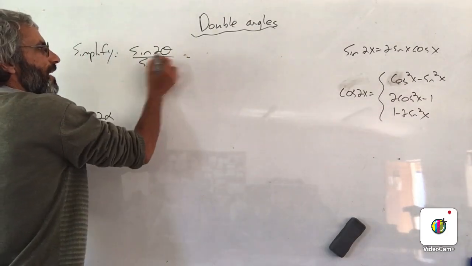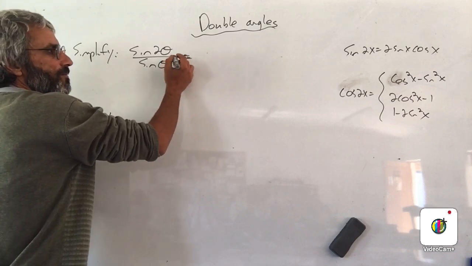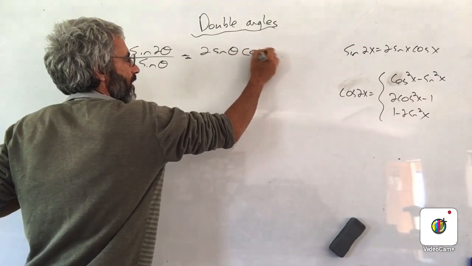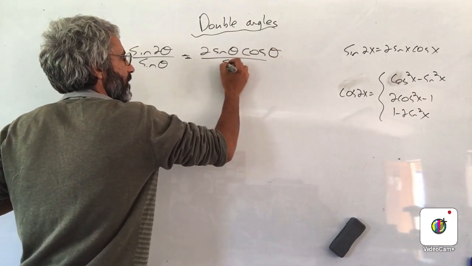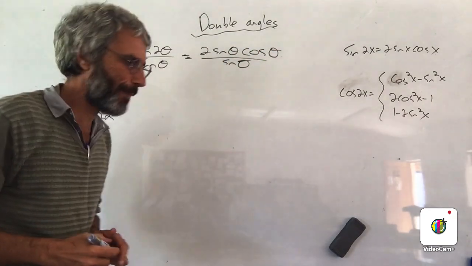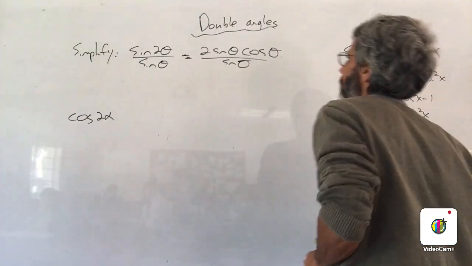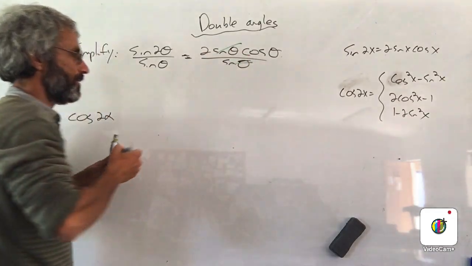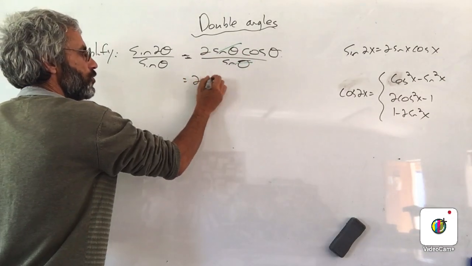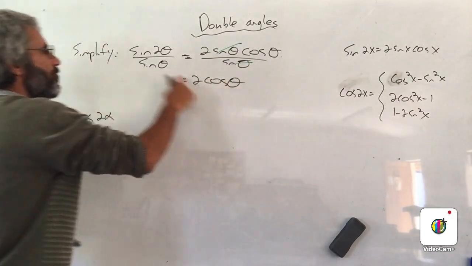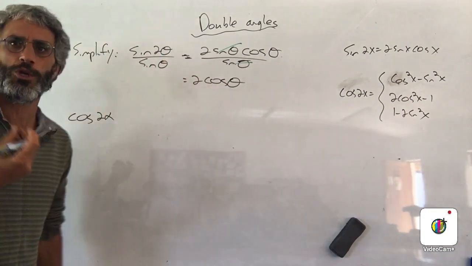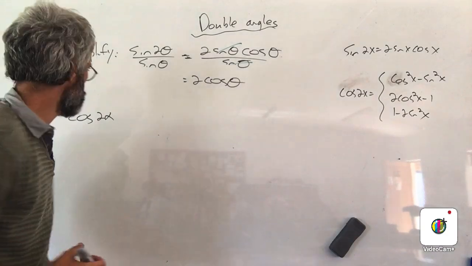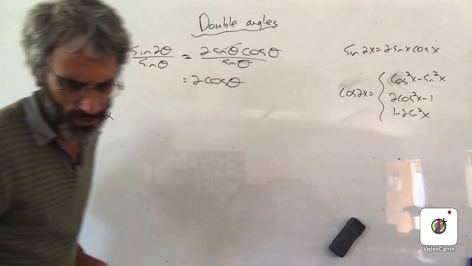So, instead of sine 2 theta, what can I write? 2 sine theta cosine theta. And then I divide by sine theta, and guess what happens? The sine dies. So we end up having 2 cosine theta, and I hope you agree with me that 2 cosine theta is a simpler expression than that. Cool. Now, just ask me to do cosine.